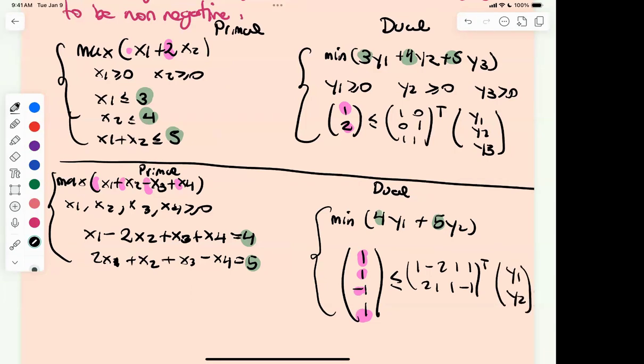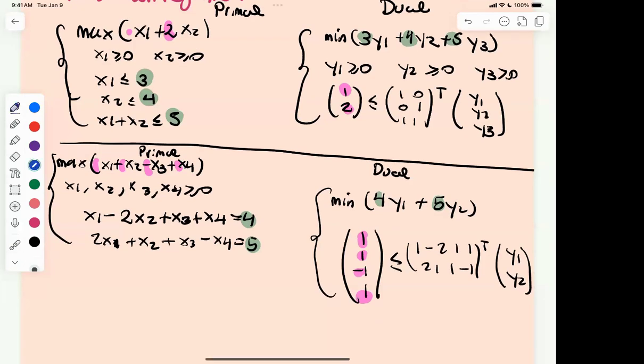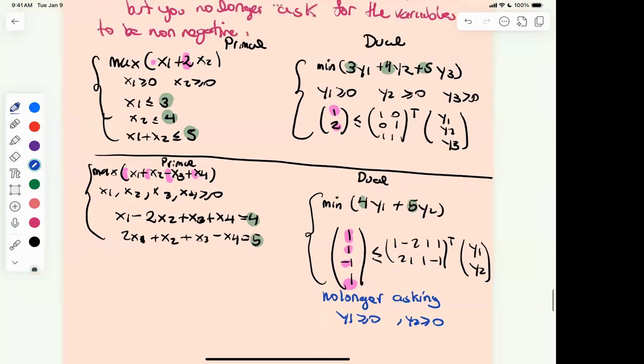But you see, the point here is that now I'm not asking for y1 and y2 to be non-negative. Here they're not, because I already started with equality, as an equation. So let me put that explicitly: I'm no longer asking in this duo for y1 greater or equal to 0 and y2 greater or equal to 0. That's the main difference between the two.